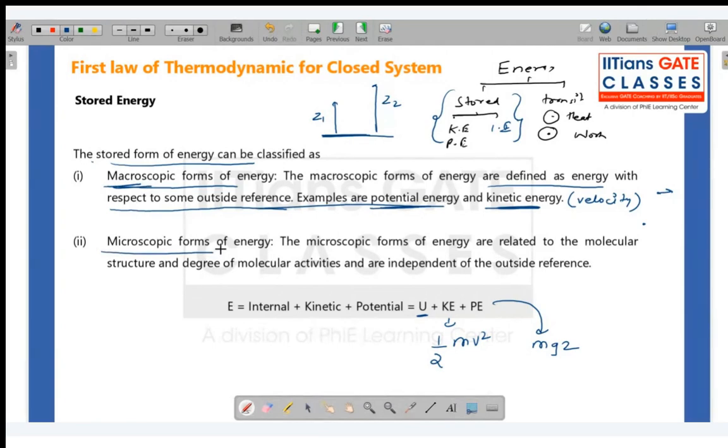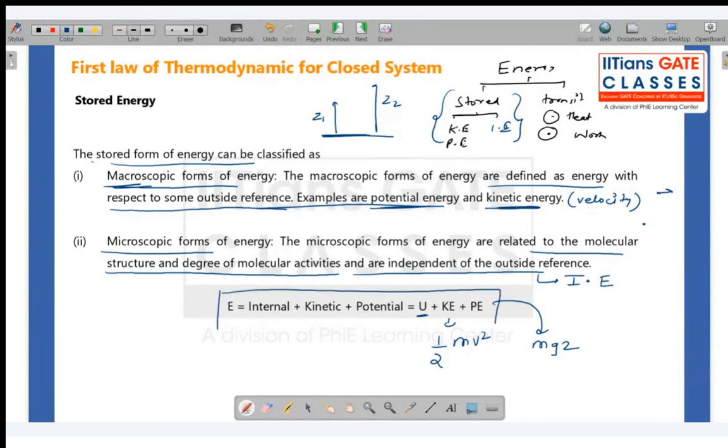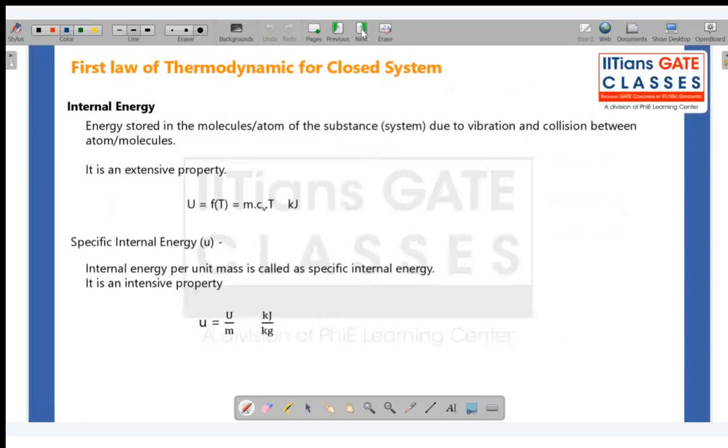Microscopic is basically that which depends only on the system, related to the molecular structure and degree of molecular activity and independent of outside reference. So internal energy is a microscopic energy. And total stored energy is internal energy, kinetic energy, and potential energy. Now, what is internal energy?